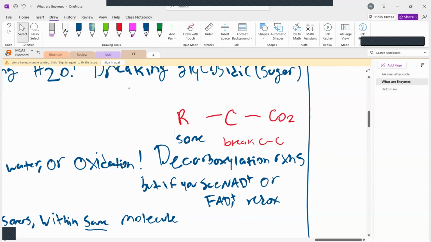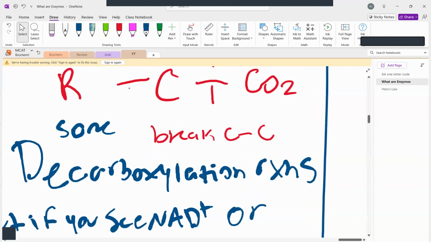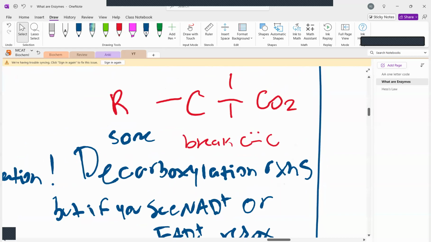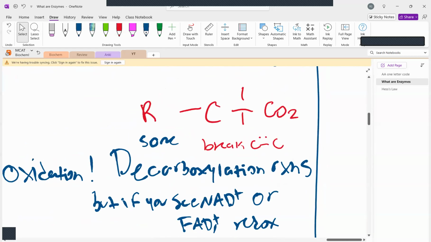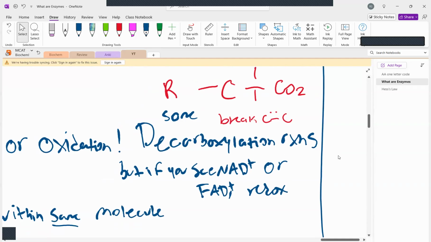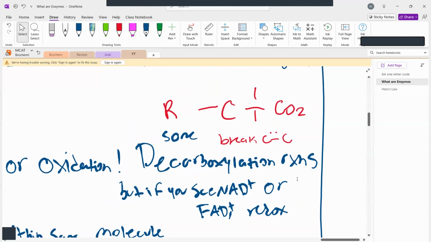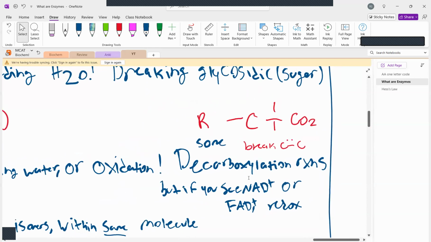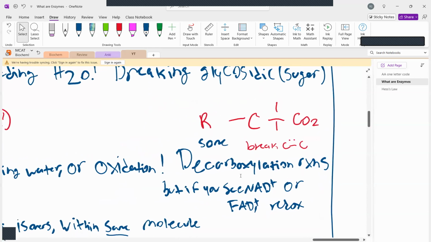So if you break this bond, since carbon and carbon are equal in electronegativity, they're sharing the electrons pretty equally. So if you break that bond, it's not an oxidoreductase because it's the same molecule, the same electronegativities, so there's nothing to add on to. That's a common one. But if you see an NAD+ or FAD+, it's a pretty good chance it's going to be an oxidoreductase instead. So this could be either or, but typically they're lyases.